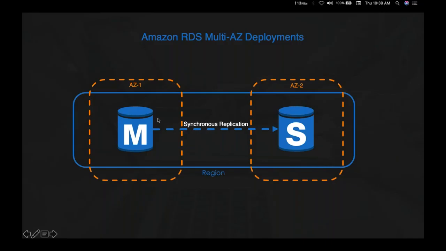In this multi-AZ deployment, only the endpoint will be transferred from one end to another until this master becomes active again. Once it becomes active again, the endpoint will be shifted back. So this is multi-AZ deployment. All right. Any question, any doubt in this part? Multi-AZ deployment of the RDS machine? No.